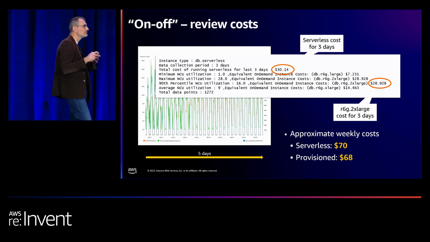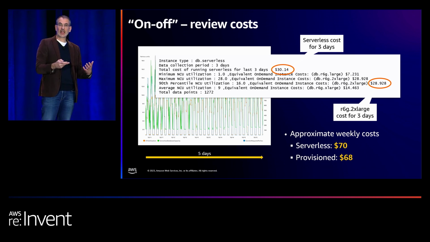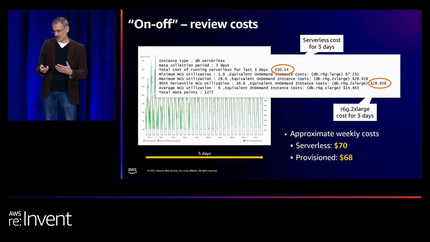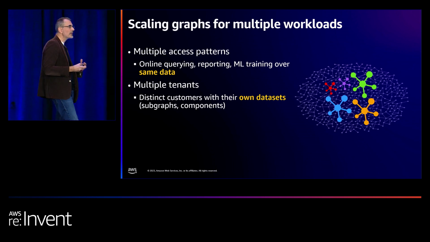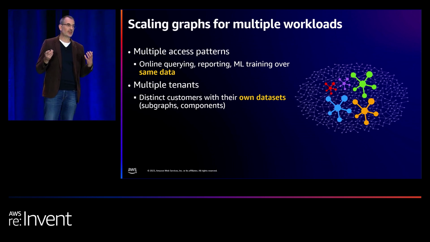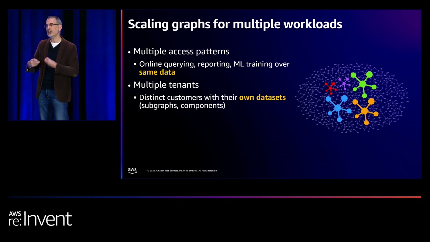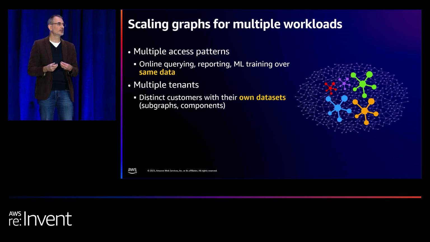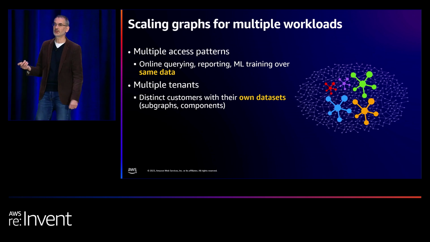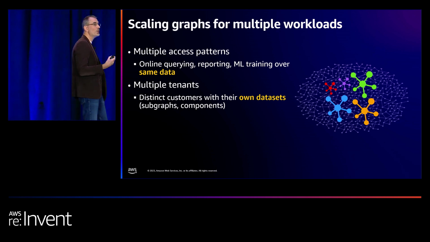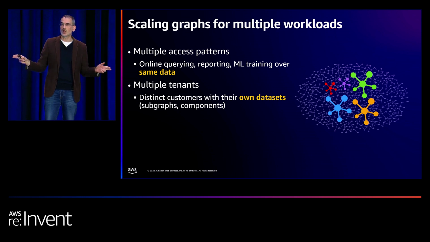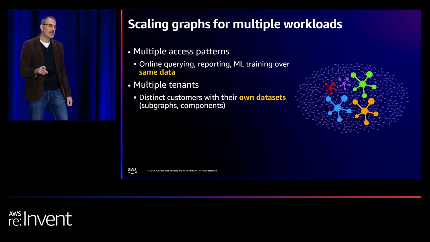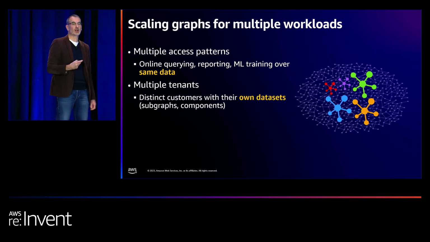OK, so that's identifying some of your scaling needs and looking at the kinds of database resources that you can provision to address those needs. The next thing I want to talk about is how you can utilize those resources efficiently. Ideally, you want each of those instances that are dedicated to a workload to be doing roughly the same amount of work. If one of them is underutilized, it's going to cost you for no appreciable benefit. So ideally, you want to be able to distribute the work across all the instances that are servicing a particular workload. And what I want to talk about here is how you can scale graphs for multiple workloads.